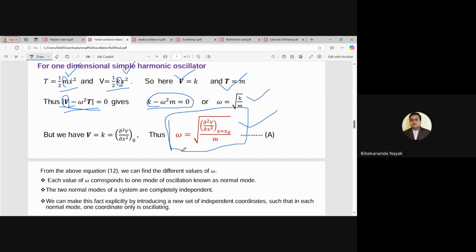This type of question is also asked in your examination. A problem is given, find the frequency. Problem means potential is given.